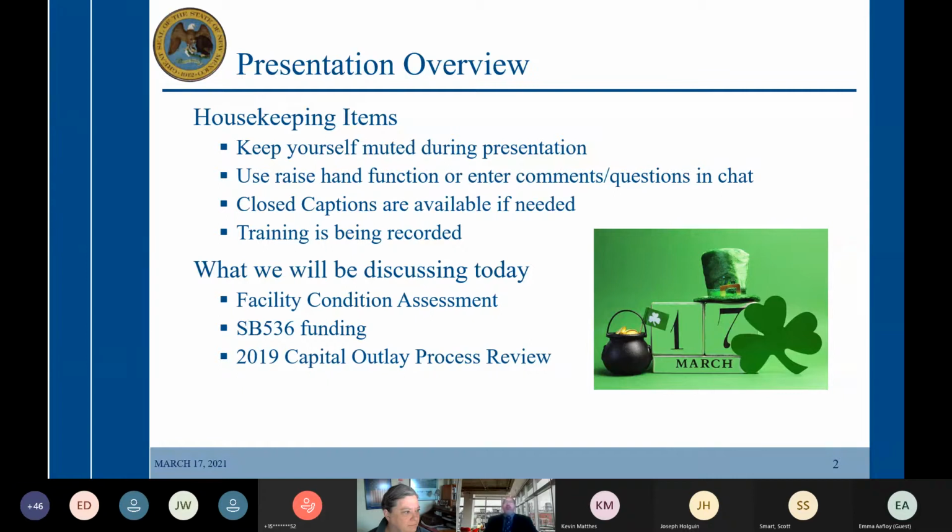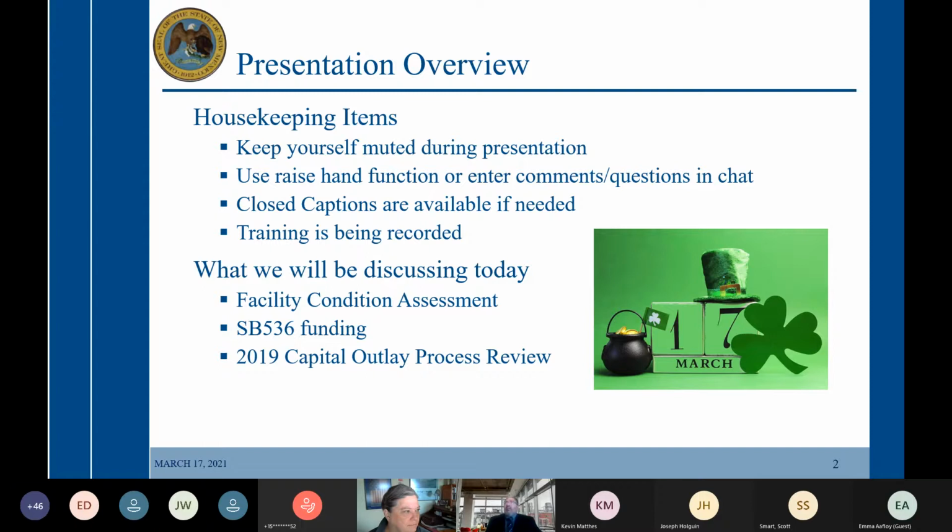There are a lot of things that we will be talking about today. This morning's session will be covering the facility condition assessment. We'll be covering Senate Bill 536 funding. And then, of course, we will be talking about the 2019 Capital Outlay Process Review Report. Those are some of the things that we're going to be covering in this morning's session.